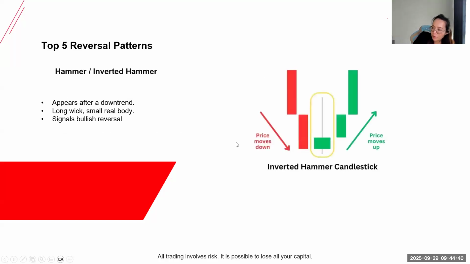Okay, now top 5 reversal pattern. We're going to take a hammer, inverted hammer. Okay, it's appear after the downtrend. You look for the long wick, small real body, signal bullish reversal. Okay, we know that this is a bearish move, right? This is a bearish at this the key level support. You see the inverted hammer, right? You can see that the selling off, and then there's a buying here.